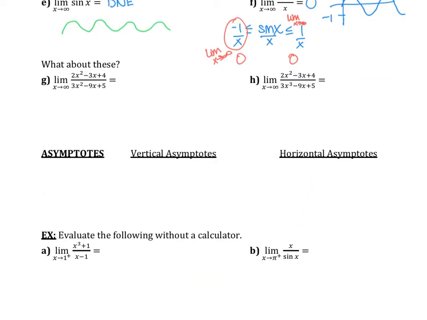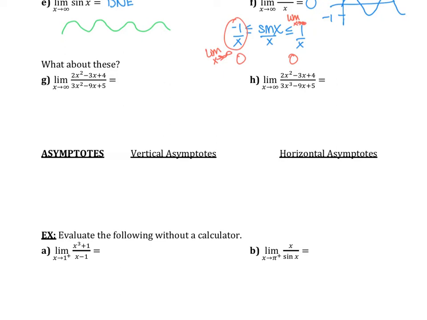Okay, well, what about these ones? These polynomials that look a little bit messier. They actually happen to be rational functions. What can we say about the limit as x goes to infinity of these? We have 2x squared minus 3x plus 4 over 3x squared minus 9x plus 5.